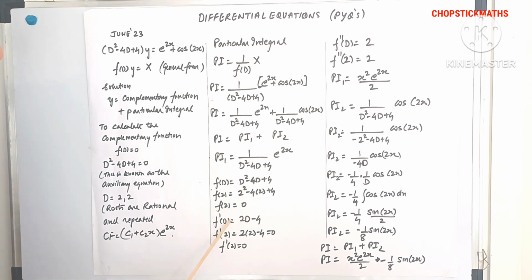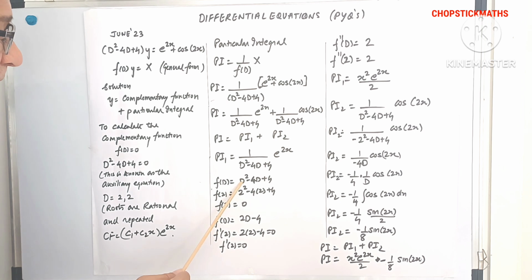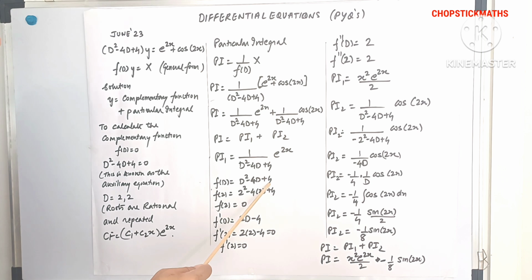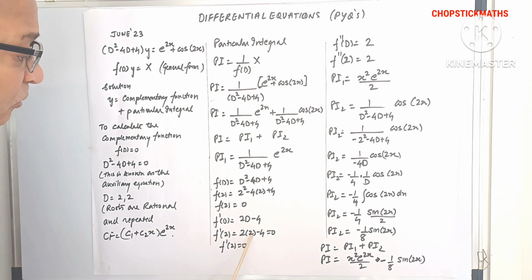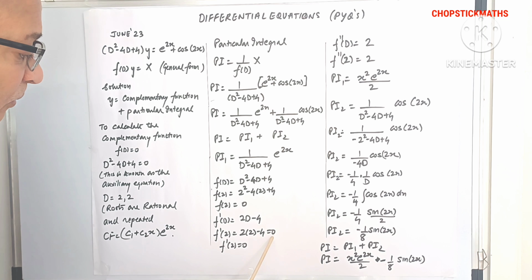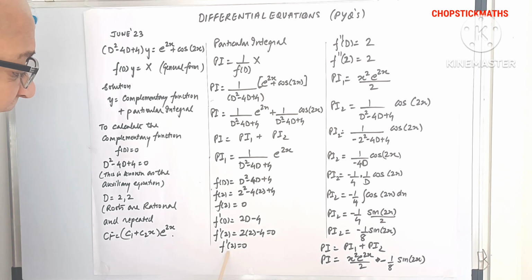So we shall now proceed to calculate f'(D), the first derivative. The derivative of D² is 2D, the derivative of −4D is −4, and the derivative of 4 is 0. So f'(D) = 2D − 4. Now substituting D as 2, we get f'(2) = 2 × 2 − 4 = 0. Now we see again f'(2) is 0.